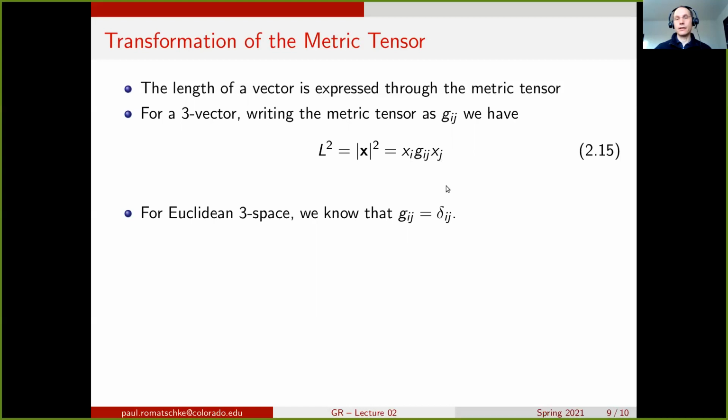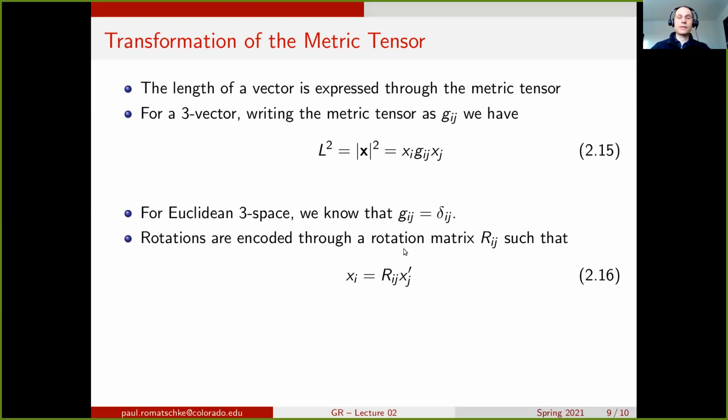But here, the object delta_ij is, of course, something of an overkill because we know how to calculate the length of a vector in Euclidean 3-space. Nevertheless, formally, it's perfectly fine to call this the metric tensor and do operations with it, basically as an exercise.